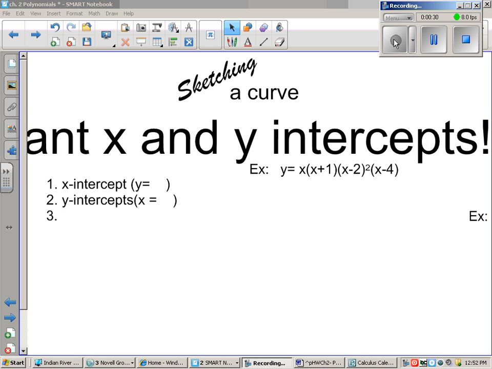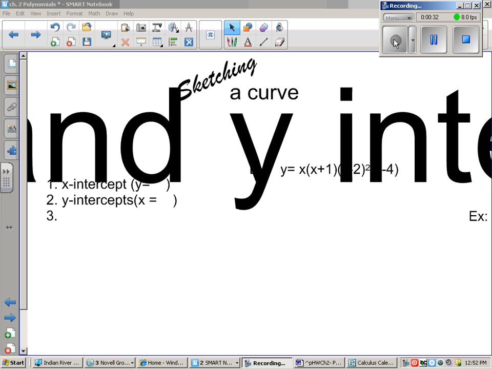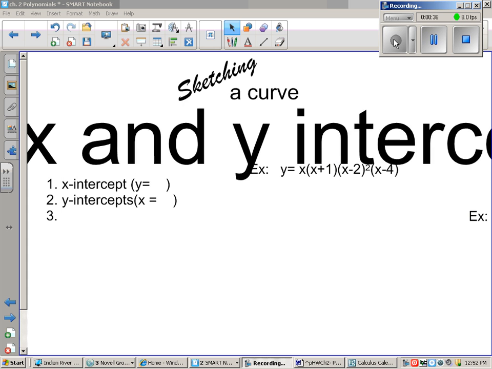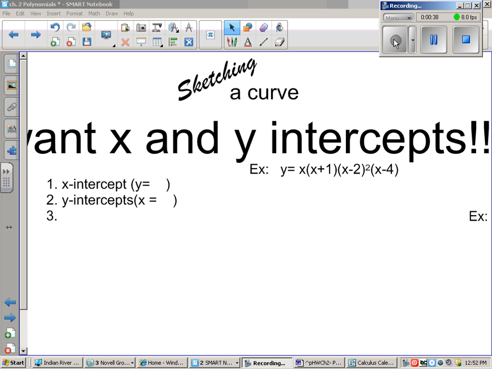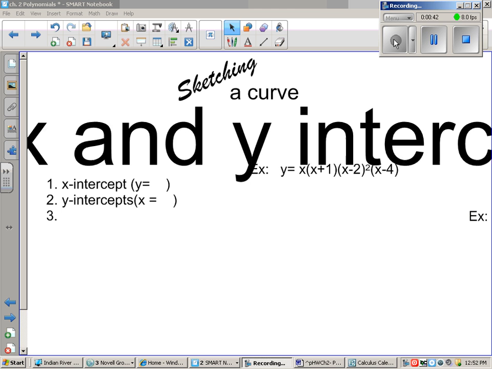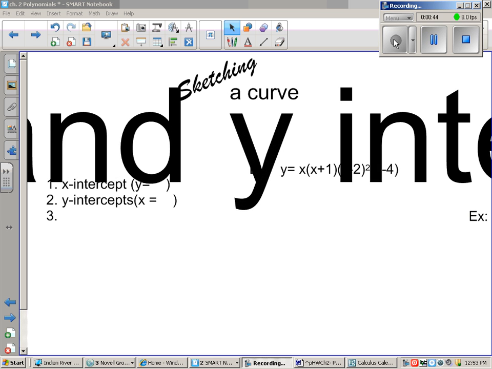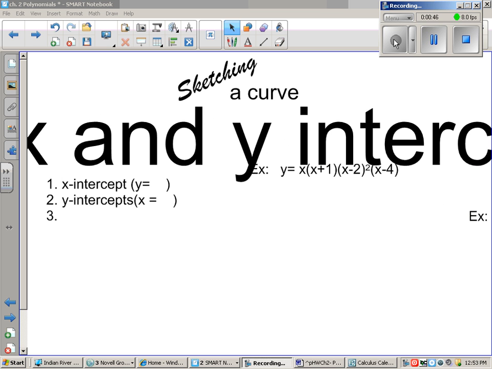When we're talking about a polynomial that's something like x cubed or x to the fourth or x to the fifth, we're just trying to get an idea. When you get to calculus, you'll get more details even still. But for right now, all we're looking at is getting just some idea of what this graph looks like.